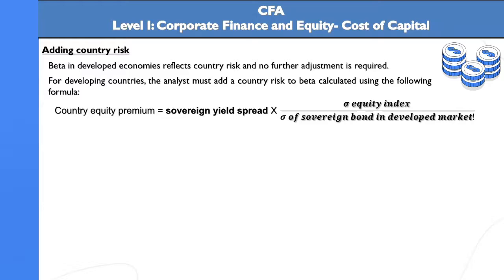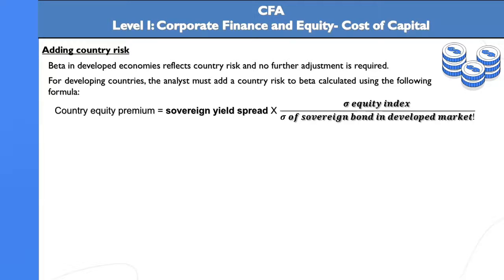That means it moves in a narrow way. In this way, its sigma will be smaller than the sigma of the first country, because that first country fluctuates sharply up and down. So it is very risky, and the sigma of that index will be very high. We will divide this by the sigma of the sovereign bond, that is bond issued by government of developed countries, which we should assume always that sigma will be very small, because developed countries are less risky.